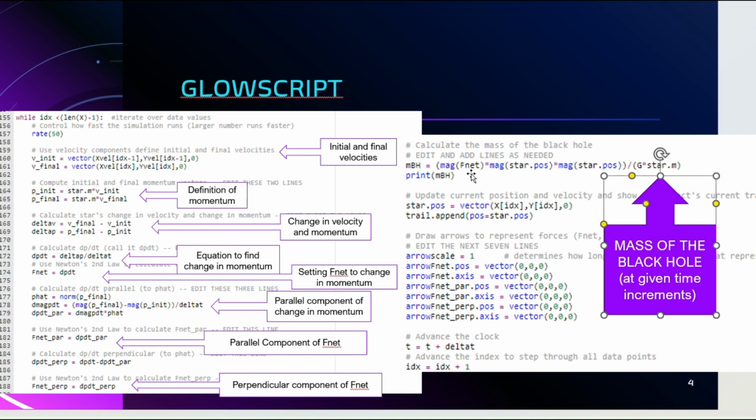So it's the magnitude of F net times the magnitude of the star's position times the magnitude of the star's position, so that's squared, all over G times the mass of the star. And I made it print over here at every timestamp to be able to find the average of all of them, which would give me the mass of the black hole.